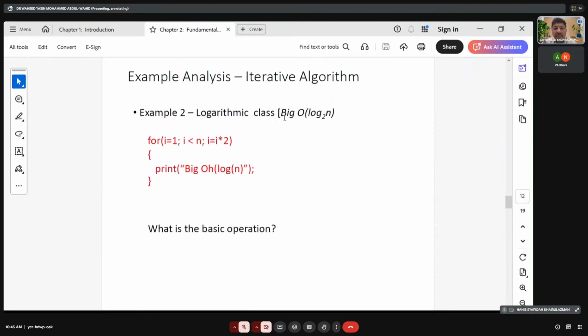Example of logarithmic class, big O of log n. Here we have for i equal 1, i less than n, i equal i times 2, print. This is big O of log n. So here this is the operation, and we try to find this: binary log base 2 of n. Okay, this is the type of question in the test.